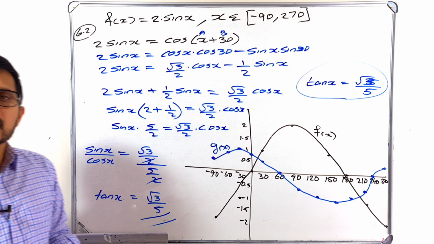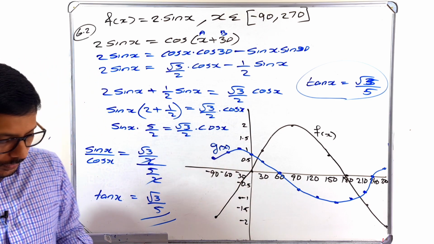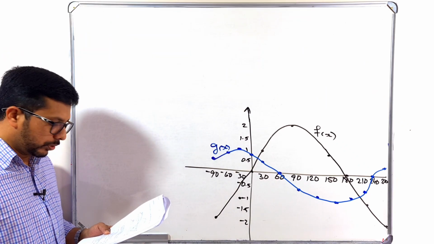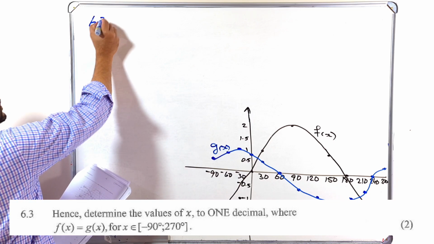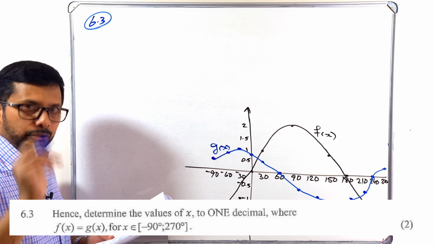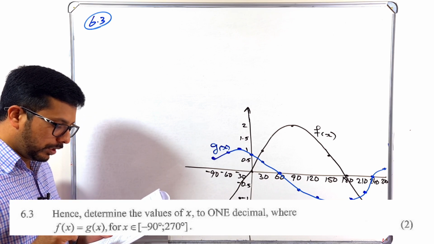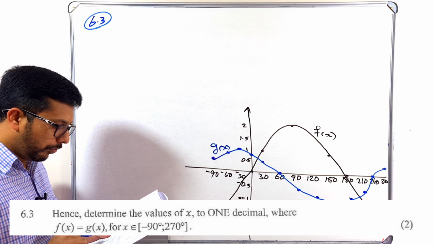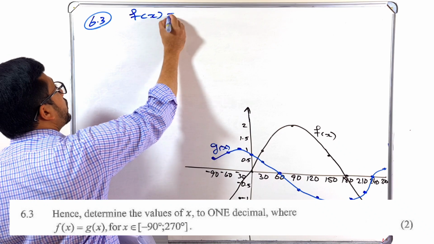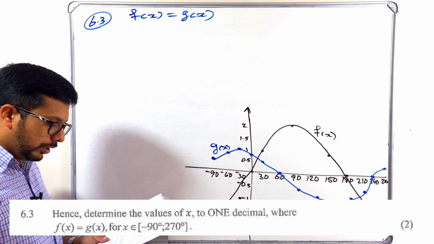So that is question number 6.2. Now you have to go to 6.3. Let's go to the next question, question number 6.3. What is that question? Hence determine. Hence means you have to use the previous answer also. Hence determine the value of x to one decimal place where f of x is equal to g of x. You have to find the values of x to one decimal place.